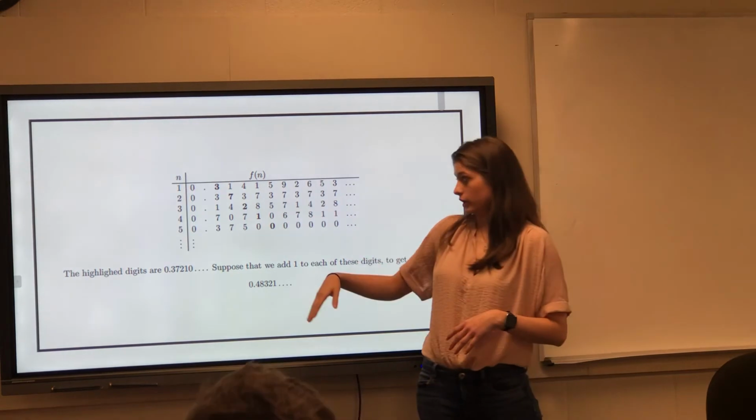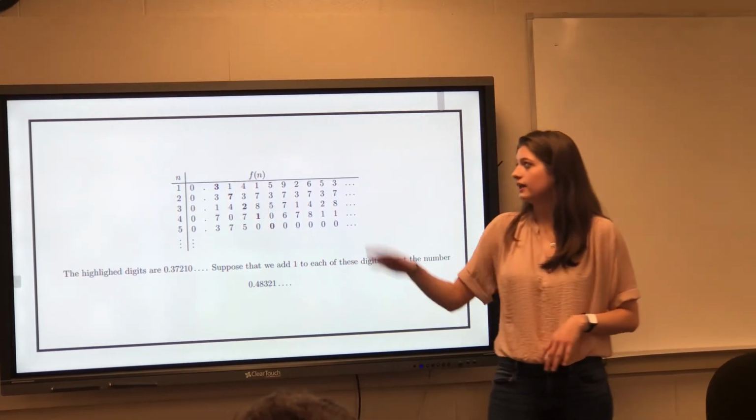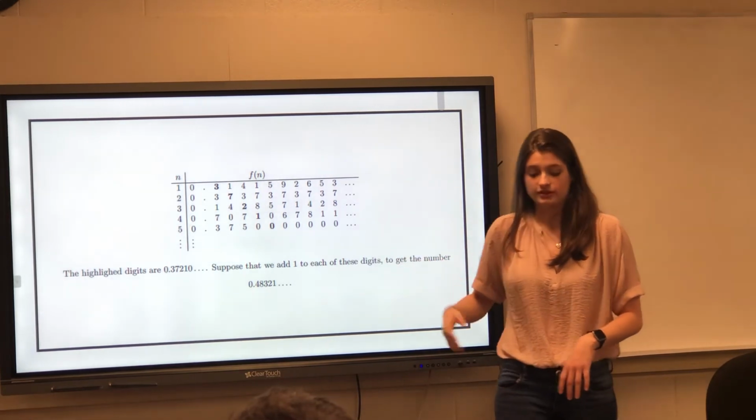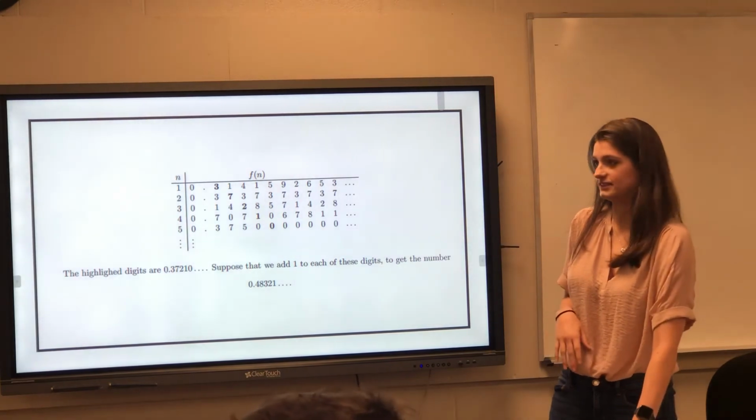So like you can subtract 1, and you get 0.26109, right? That number is also not in here for the exact same reasons. And there are, again, infinitely many versions of that in this table.